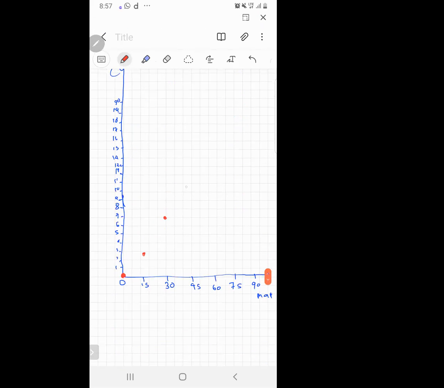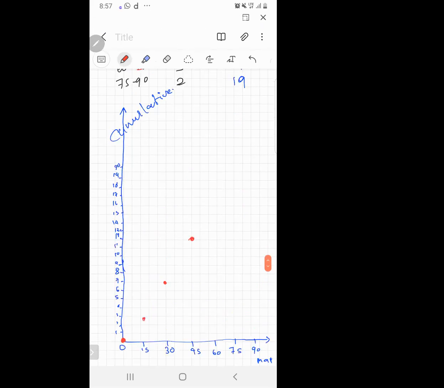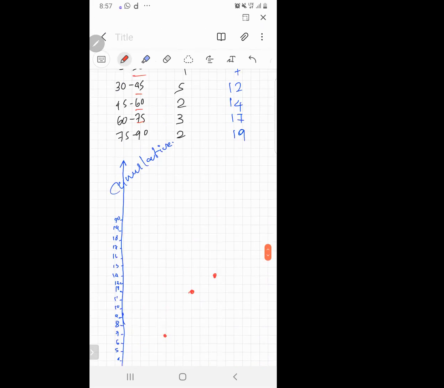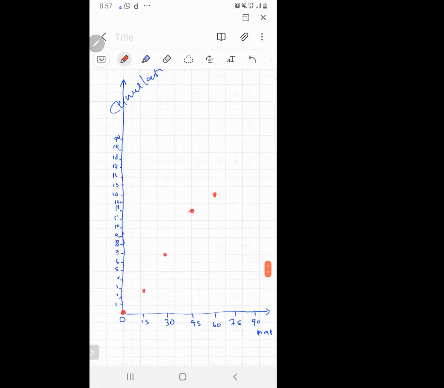It's 12. And 60, it's 14. And 75, it's 17. And 90, it's 19. So your cumulative graph is like this. So did you get the idea?